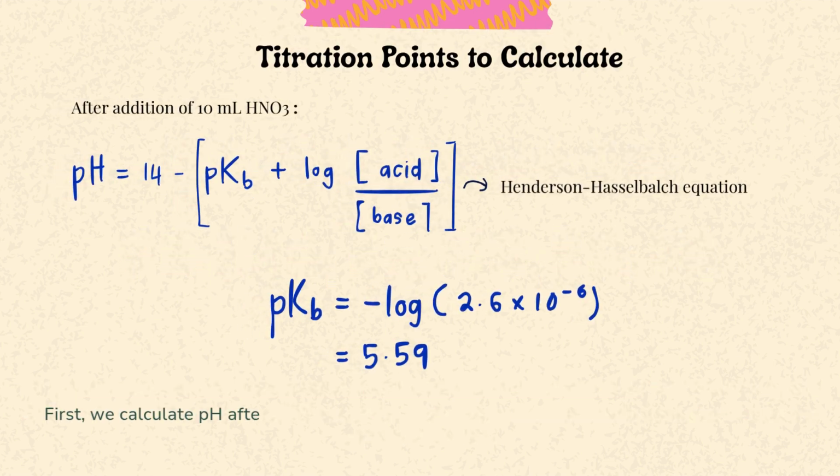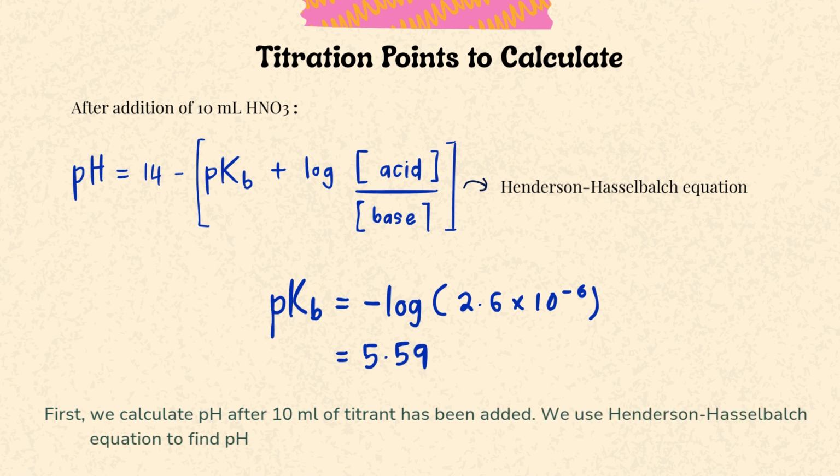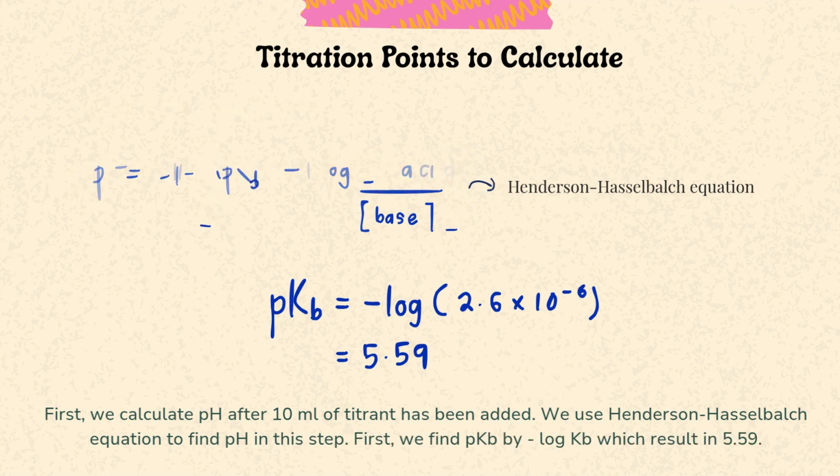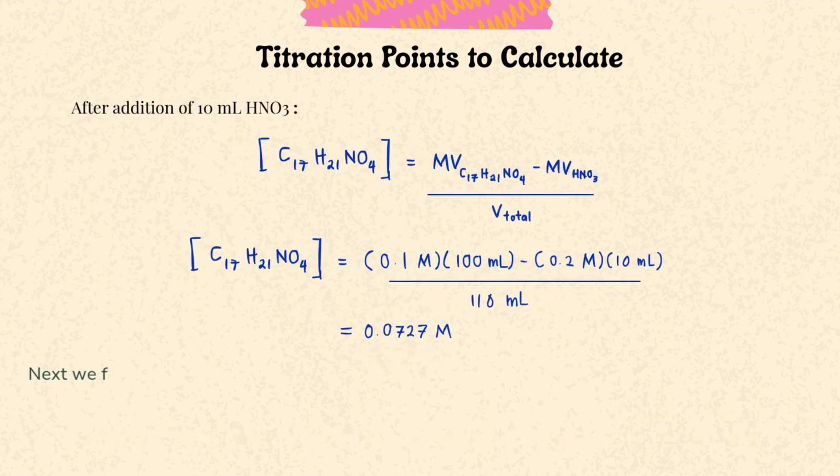First, we calculate the pH after 10 mL of titrant has been added. We use the Henderson-Hasselbalch equation to find the pH in this step. First, we find pKb by the negative log of Kb, which results in 5.59. Next, we find the concentration of base and conjugate acid.